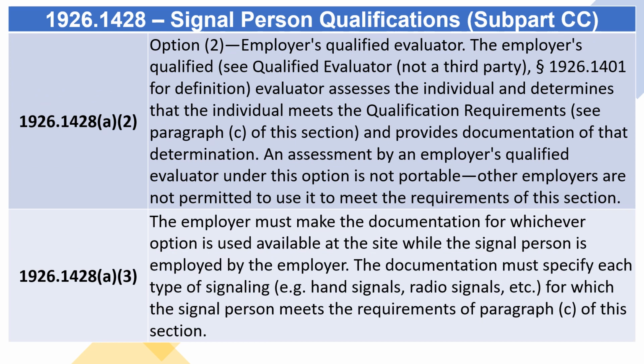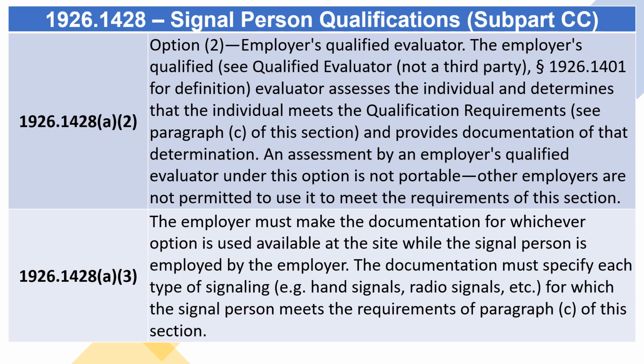1926.1428(a)(2). Option 2. Employer's qualified evaluator. The employer's qualified evaluator, see Qualified Evaluator, not a third party, Section 1926.1401 for definition, assesses the individual and determines that the individual meets the qualification requirements, see paragraph (c) of this section, and provides documentation of that determination. An assessment by an employer's qualified evaluator under this option is not portable. Other employers are not permitted to use it to meet the requirements of this section.